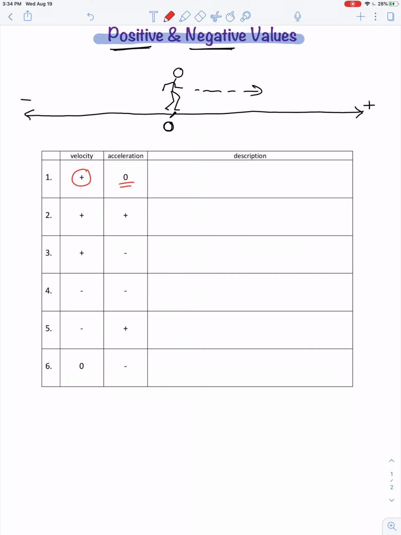So remember now, positives and negatives don't refer to increase or decrease. They just refer to agreement with your number line. So a positive velocity means moving forward. And 0 acceleration means you don't move forward any faster or slower. You just keep going at the same rate. So this just is moving forward with steady speed. So that was easy enough.